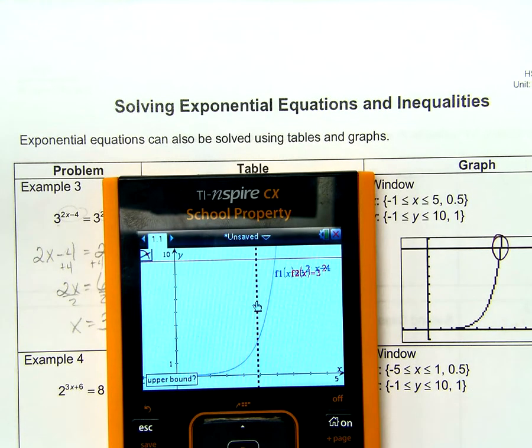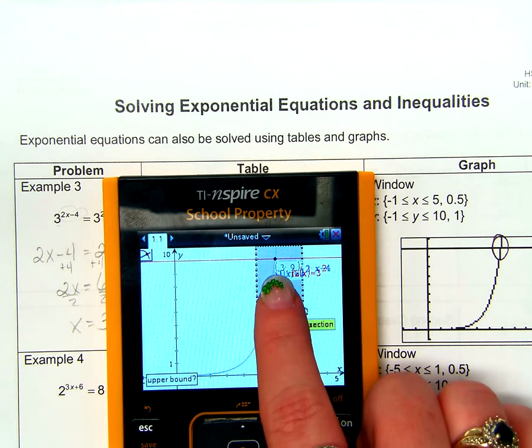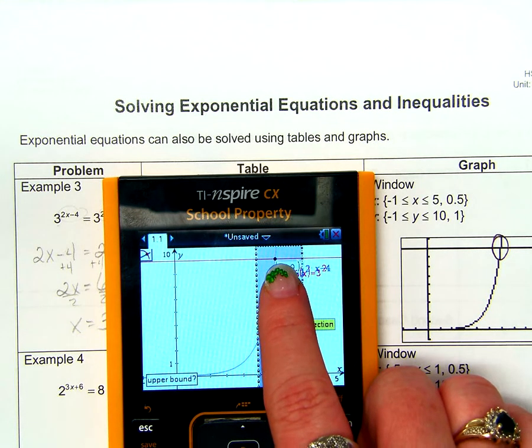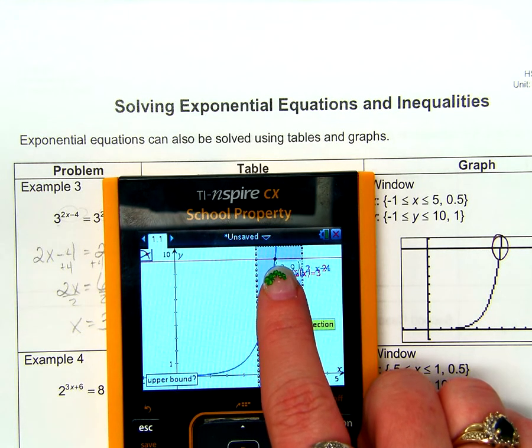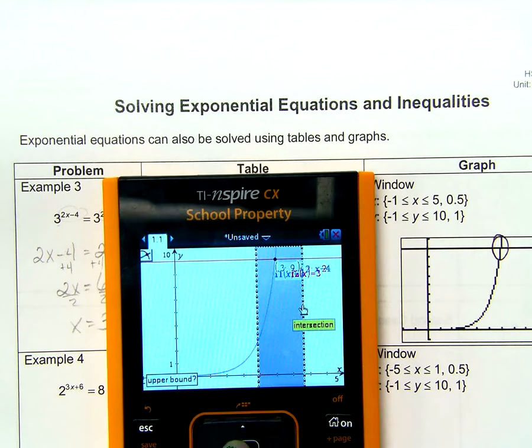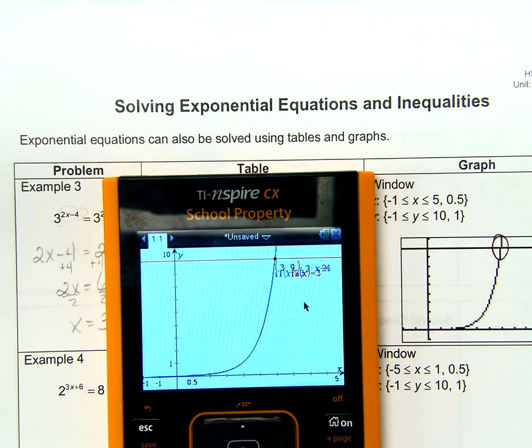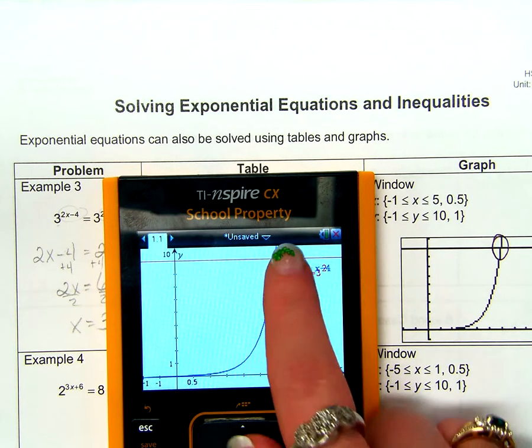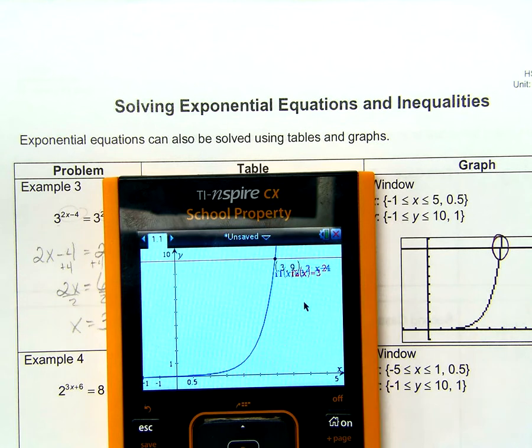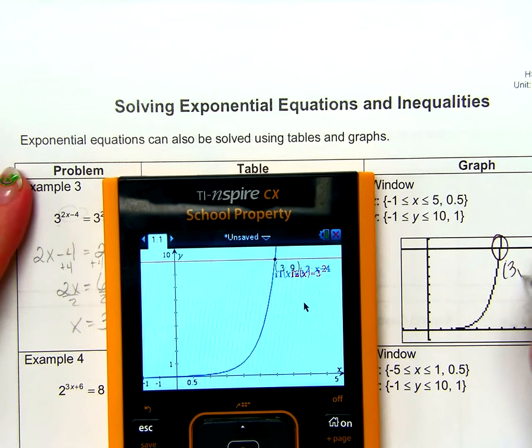Now it says upper bound. Where do I need to move it? To the right-hand side. So I slide it over to the right-hand side. Did you notice that dot appear? It wasn't there before, was it? It shows up real light, but once you hit the middle button to say yes, this is my upper bound, it gets dark and you can see the solution is 3, 9.